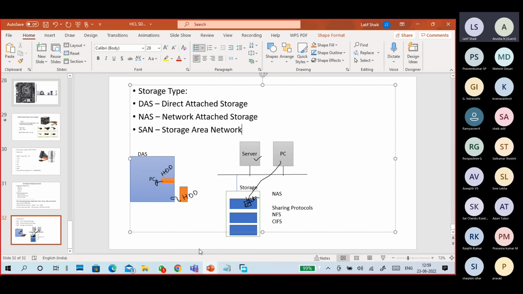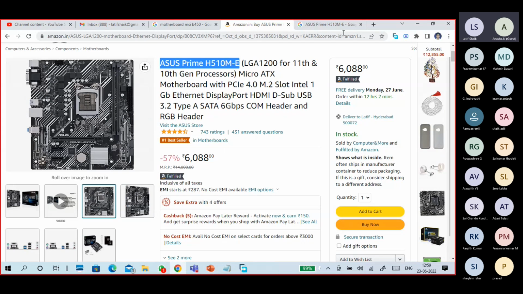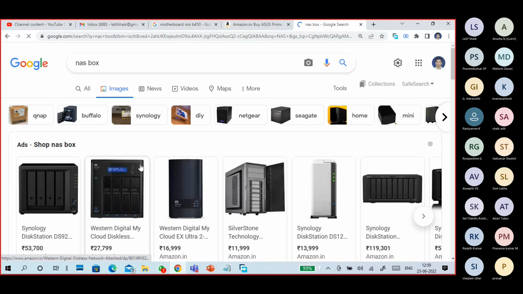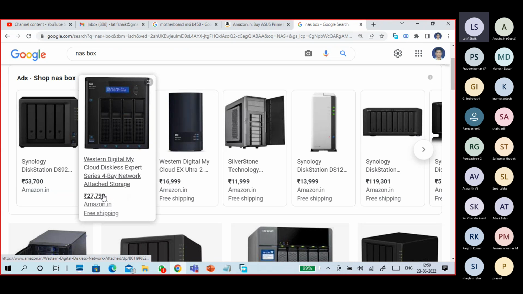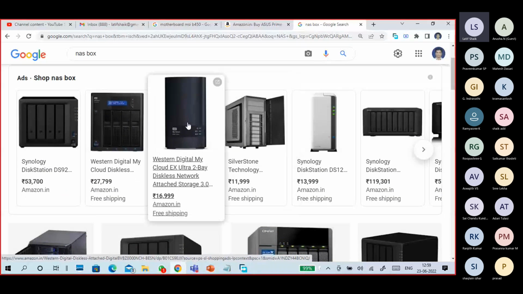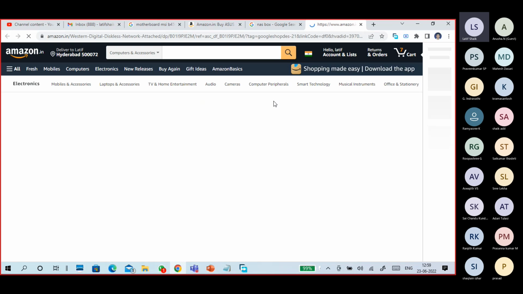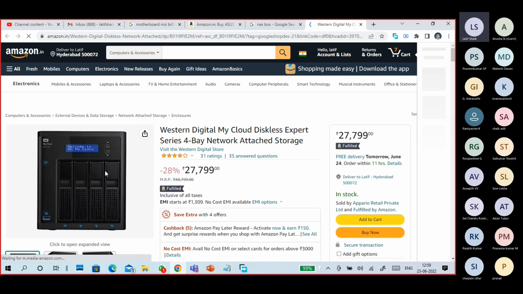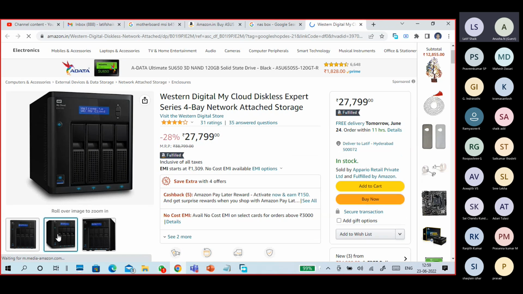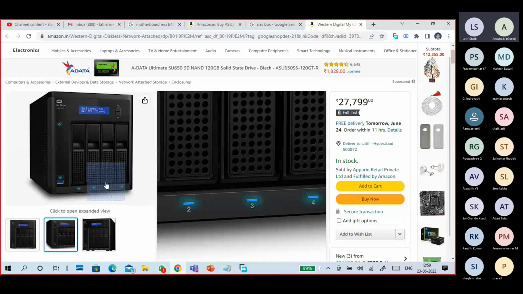How is it possible? Look at here. These are NAS boxes. You can see it is 27,000, 53,000, 16,000. It is available on Amazon, right? This is also available on Amazon. This is the box. You have to make sure: are you purchasing a box with a disk? We can put 4 disks here.